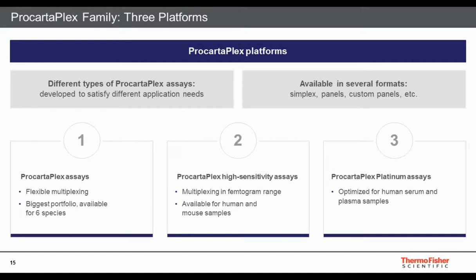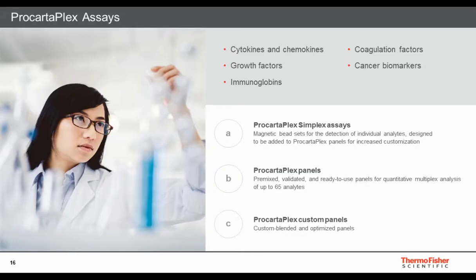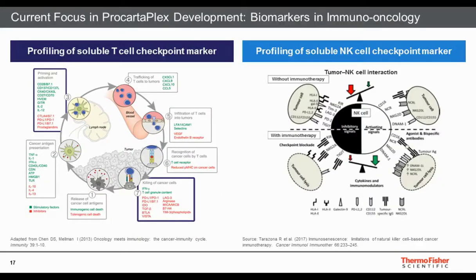And all 3 platforms are available in several formats, either as simplex assays, where you can combine the simplexes you choose, we have predefined panels as well, or you create your custom panel. And all these platforms and formats are available for an almost complete portfolio of cytokines and chemokines, many, many growth factors, but also many other factors like coagulation factors and metabolism markers. We have immunoglobulin isotyping multiplex assays for human, mouse, and rat, and many, many more.